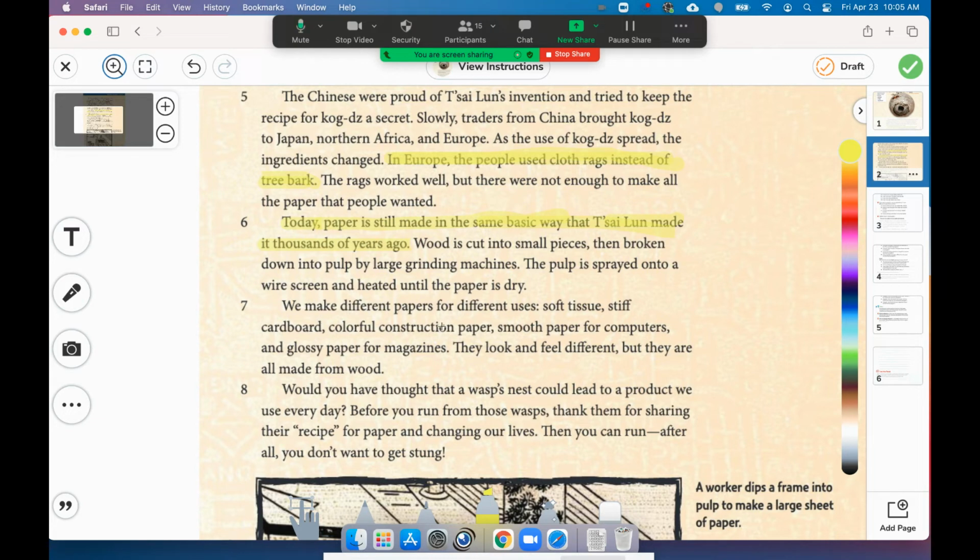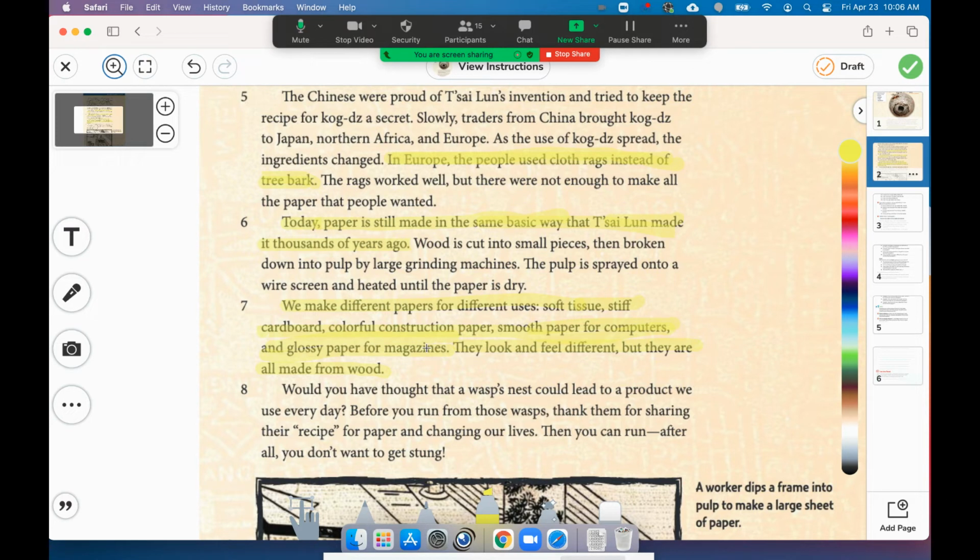We make different papers for different uses: soft tissue, stiff cardboard, colorful construction paper, smooth paper for computers, and glossy paper for magazines. They look and feel different, but they are all made from wood. So all of these different types of paper are different in the way they look and feel, but they're made from the same materials.